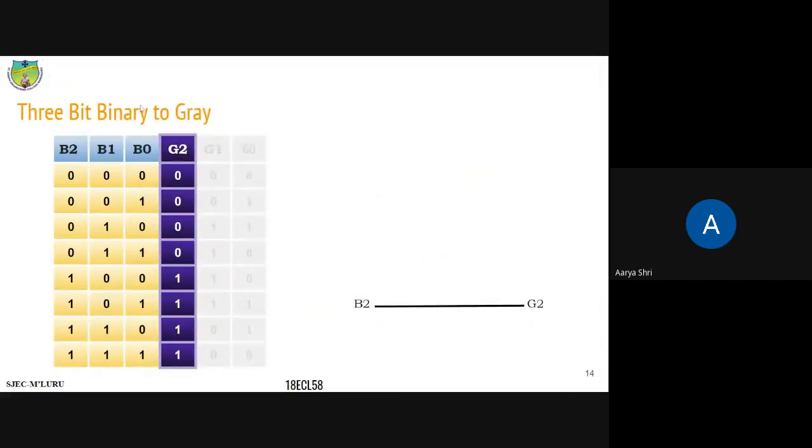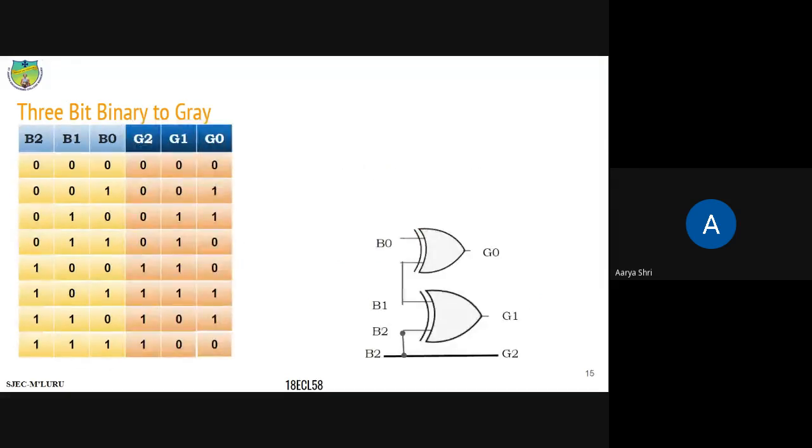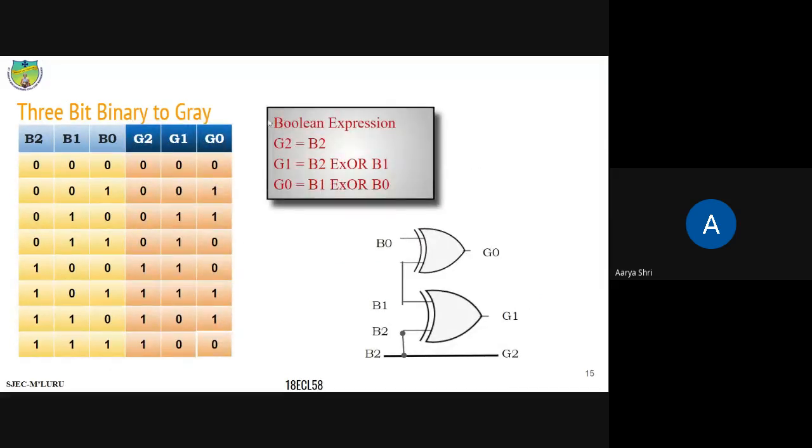Next is G2. So this G2 is the replica of B2. G2 is equal to B2 and it will be independent of B1 and B0. So these are the Boolean expressions with respect to the 3-bit binary to gray converter. That is, G2 is equal to B2, G1 is equal to B2 XOR B1, and G0 is equal to B1 XOR B0. And this is the logic diagram.